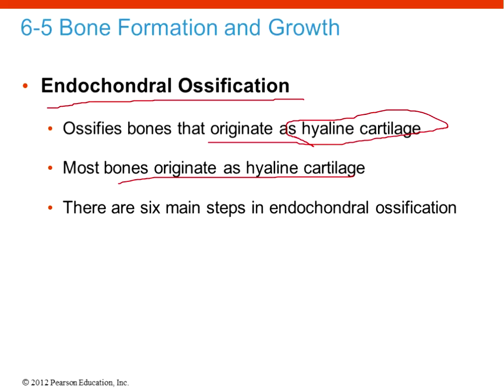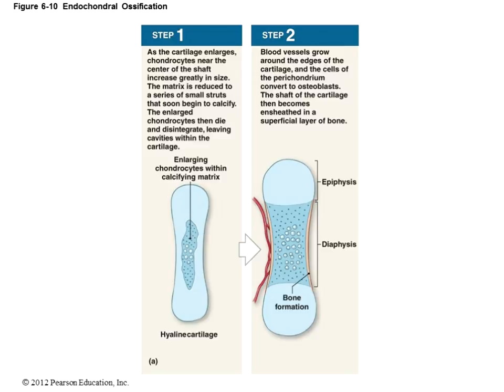And this is bone that is ossifying, but it's starting or originating as hyaline cartilage, right? Most of the bones in our body, like long bones for instance, originated as hyaline cartilage and ultimately were converted into bone during development. So we want to look at the 6 steps involved in endochondral ossification to see how this process works.